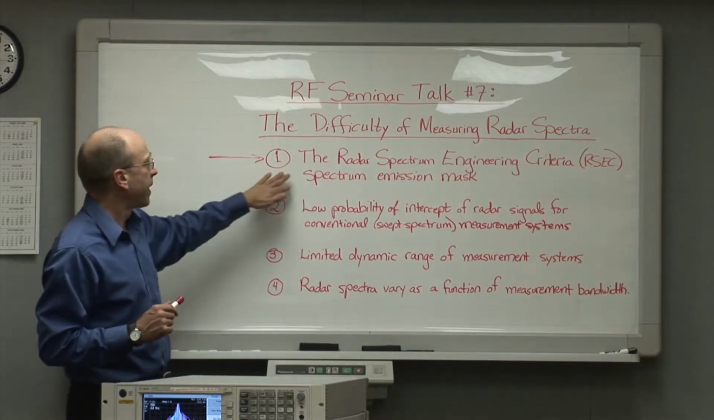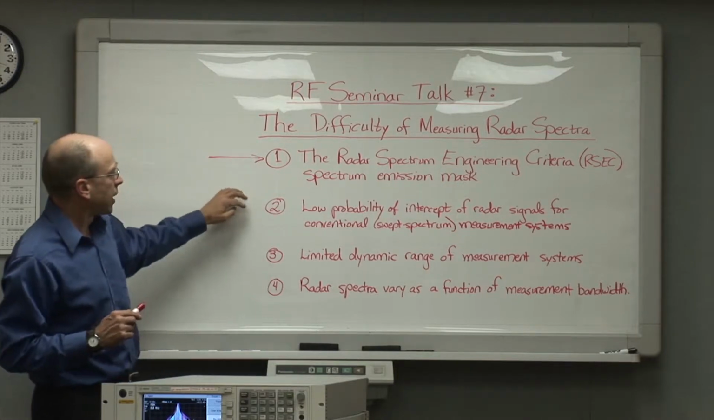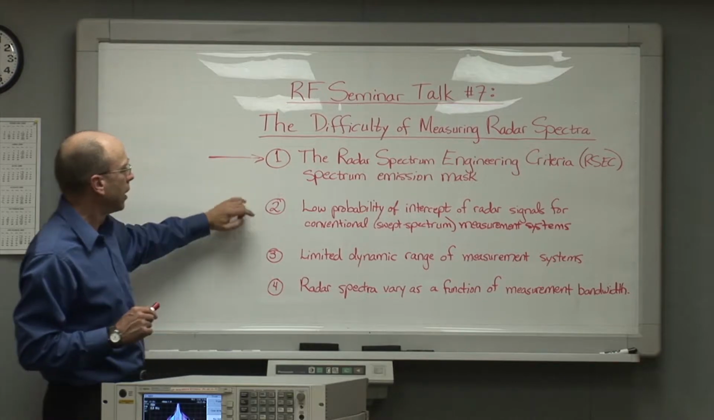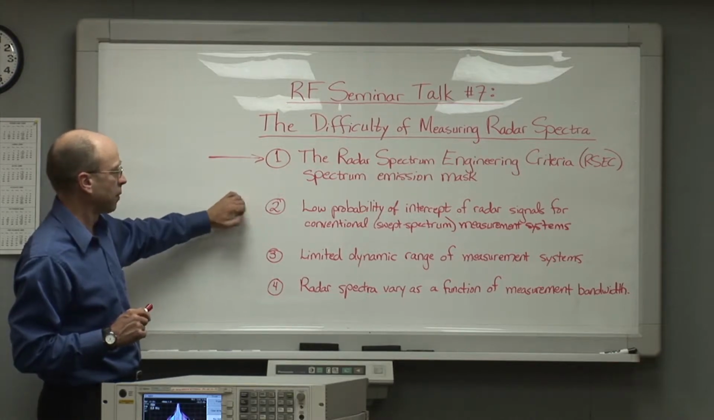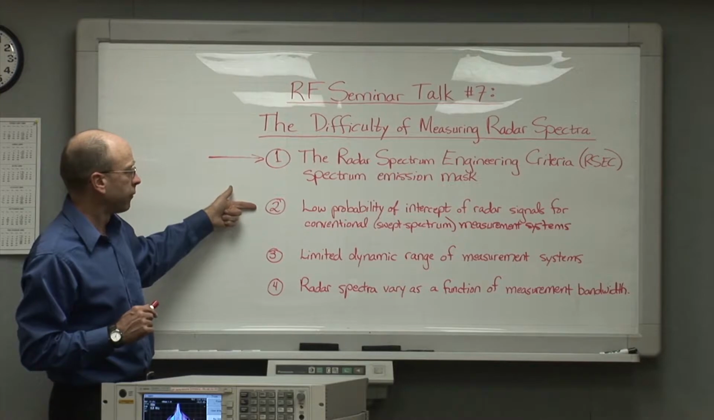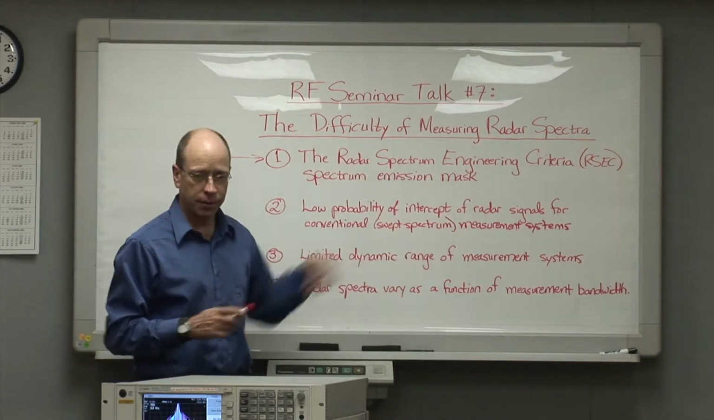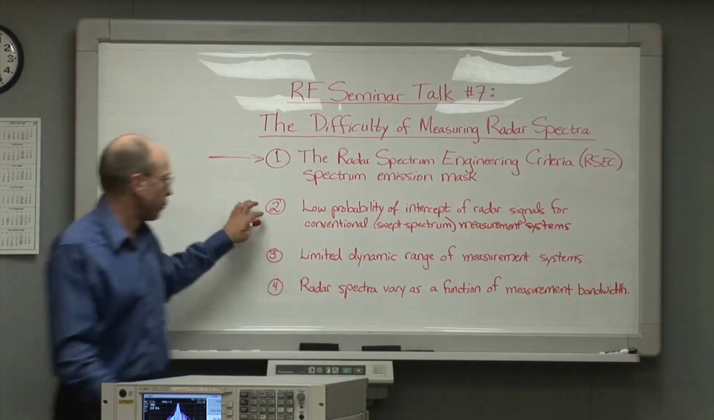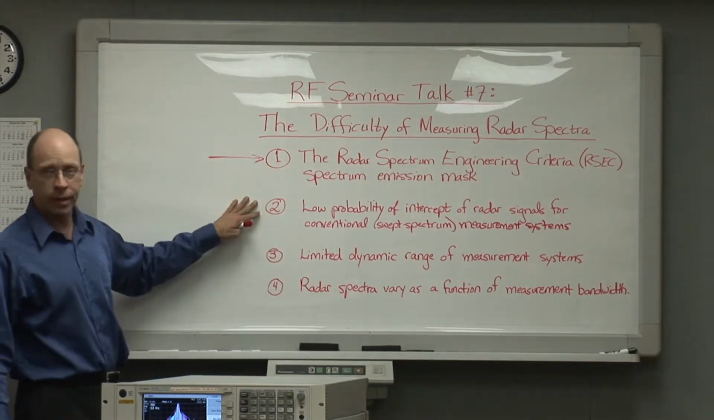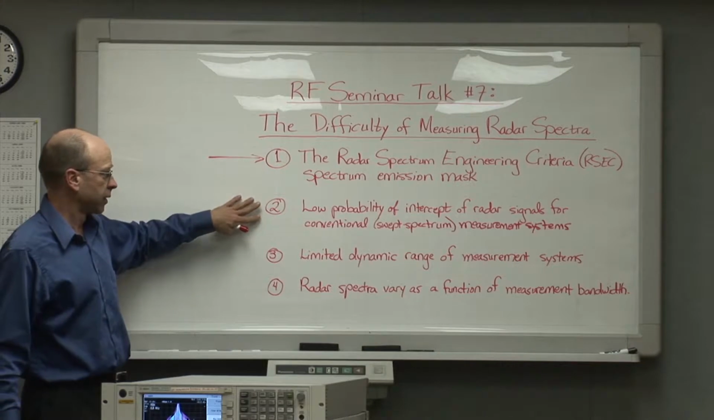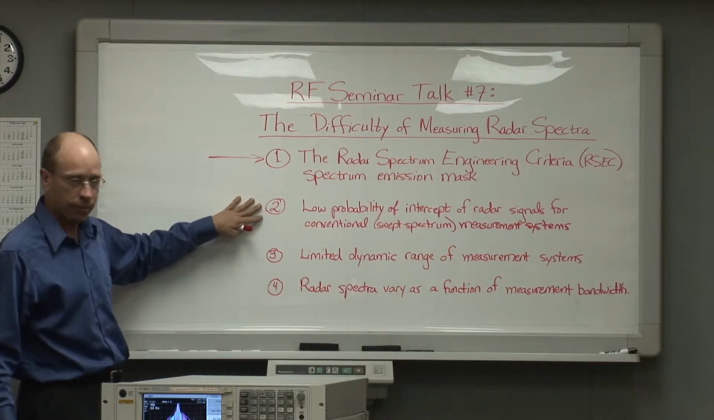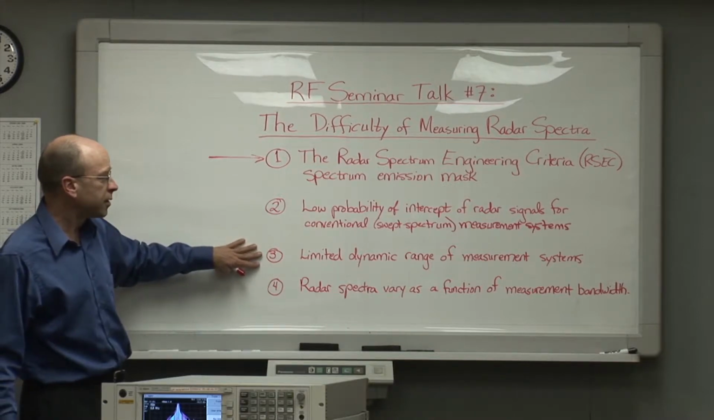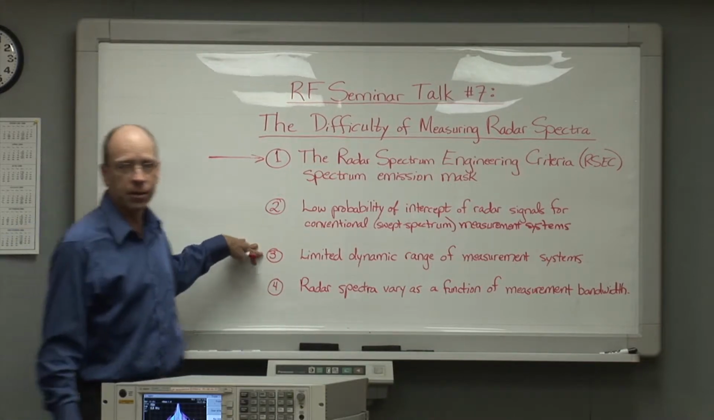And then, with that mask in place, I'll explain the problems of trying to measure radar emissions for compliance with the mask in terms of 3 particular problems. That, first of all, conventional swept spectrum measurement systems like spectrum analyzers that sweep their way across the spectrum, have a relatively low probability of intercepting radar signals, and therefore it's difficult to fill in a radar spectrum with a swept frequency system. Second of all, that we have a limited amount of instantaneous dynamic range in these measurement systems.